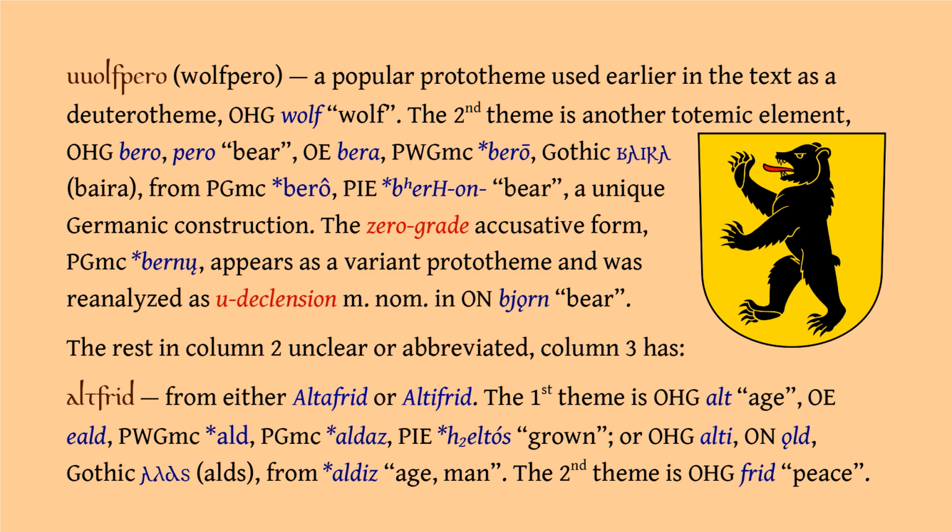Column 3 has Altfrid, from either Altafrid or Altifrid. The first theme is Old High German Alt, age, Old English Ald, Proto-West Germanic Ald, Proto-Germanic Aldas, Proto-Indo-European Heltos, grown, or Old High German Alti, Old Norse Ald, Gothic Alds, from Aldis, age, man. The second theme is Old High German Fried, peace.